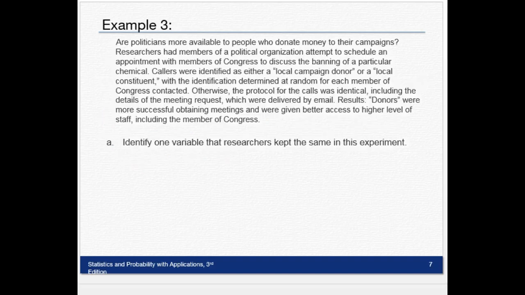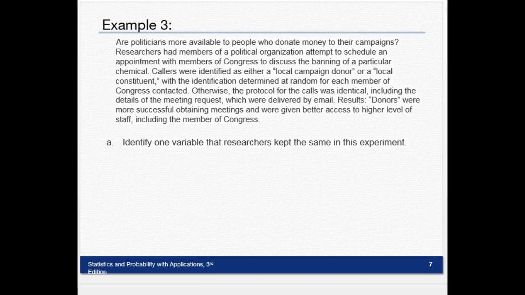All right, example 3. Are politicians more available to people who donate money to their campaigns? Researchers had members of a political organization attempt to schedule an appointment with members of Congress to discuss the banning of a particular chemical. Callers were identified as either a local campaign donor or a local constituent, with the identification determined at random for each member of Congress contacted. Otherwise, the protocol for the calls was identical, including the details of the meeting request, which were delivered by email. The results? The donors were more successful in obtaining meetings and were given better access to a higher level of staff, including the members of Congress.